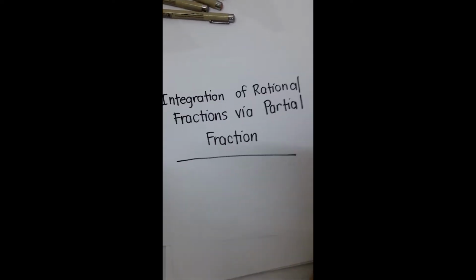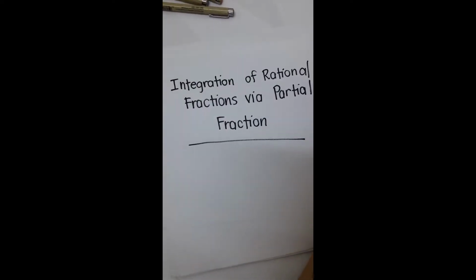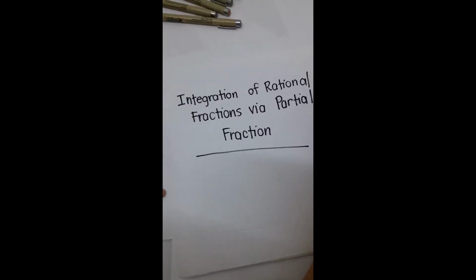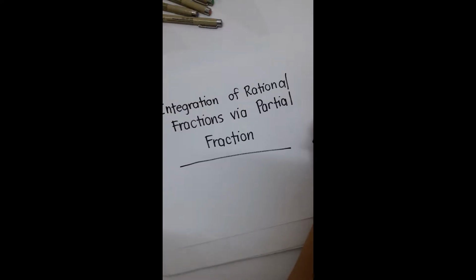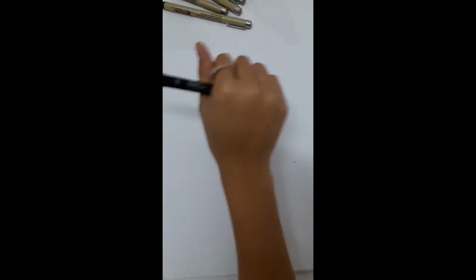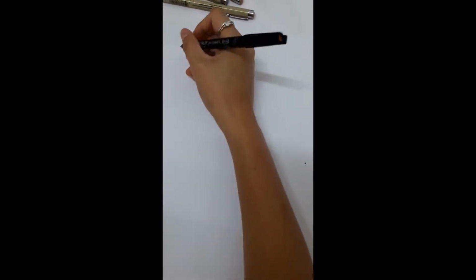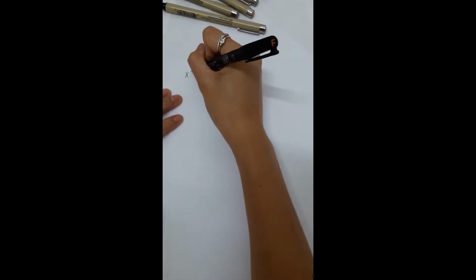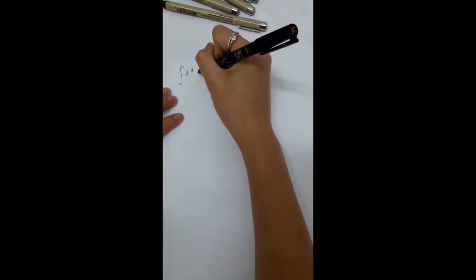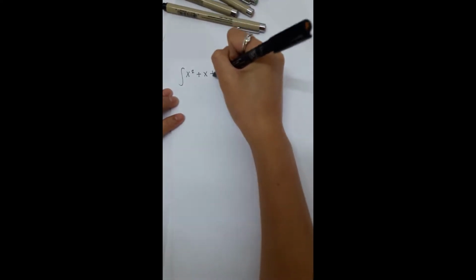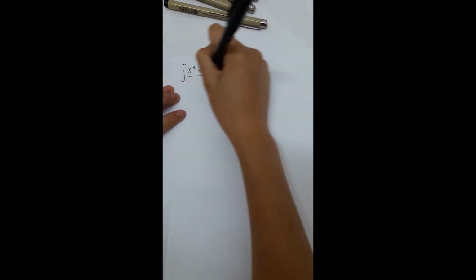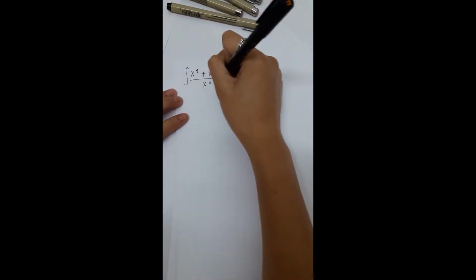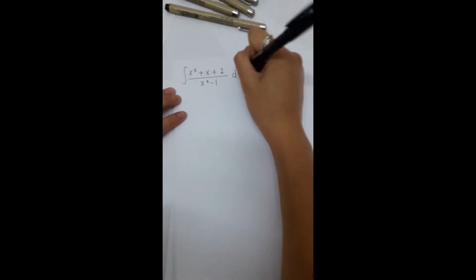So today, we are going to solve some problems of integration of rational fractions via partial fraction. And how do we do it? Let's answer this simple problem: the integration of x squared plus x plus 2 all over x squared minus 1 dx.